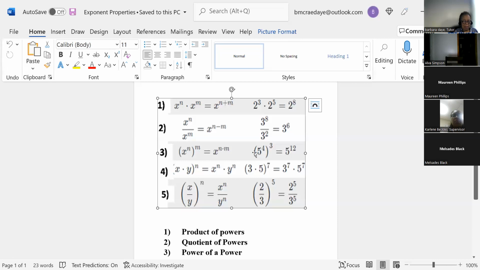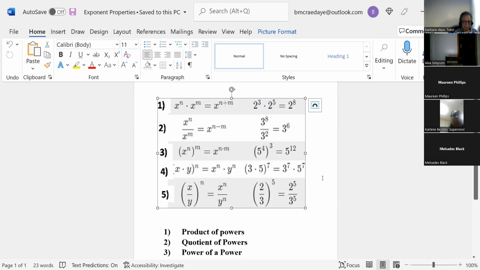How do you get the 5 and the 4? It's just an example. Instead of x, Maureen, I'm putting a 5 for the base. Here I had a variable x, but now I'm just plugging in a number. So 5 to the 4th power, and that's raised to another power of 3. You multiply the exponents. You got it? And you get 12, 5 to the 12th. That's right. So power of a power, multiply the powers.